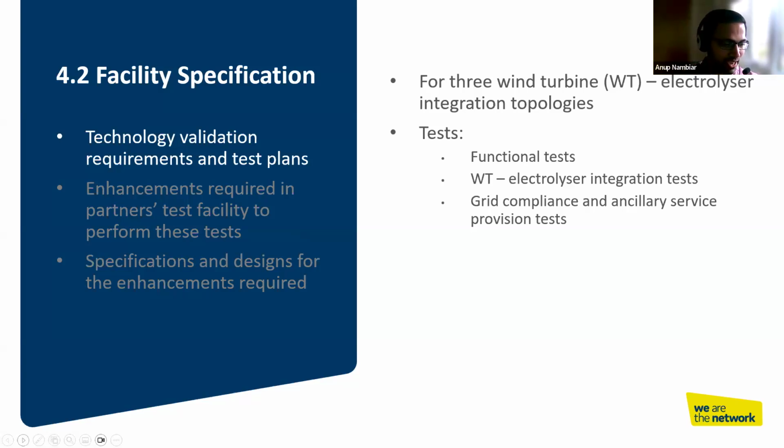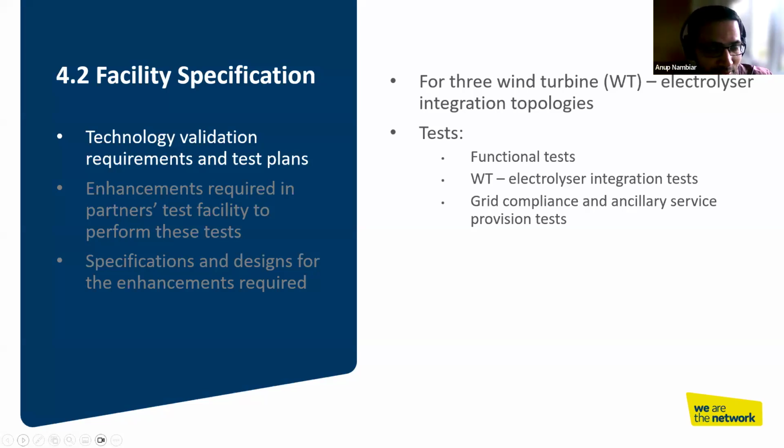Then looking at integration, wind turbine electrolyzer integration. This is more relevant to topologies where your electrolyzer doesn't have a grid connection. So it's off-grid operation, which means it's a bit more challenging to operate that isolated microgrid. There are a lot of requirements that need to be met to operate such systems effectively, and of course, there's a lot of testing activity that we needed around that as well.